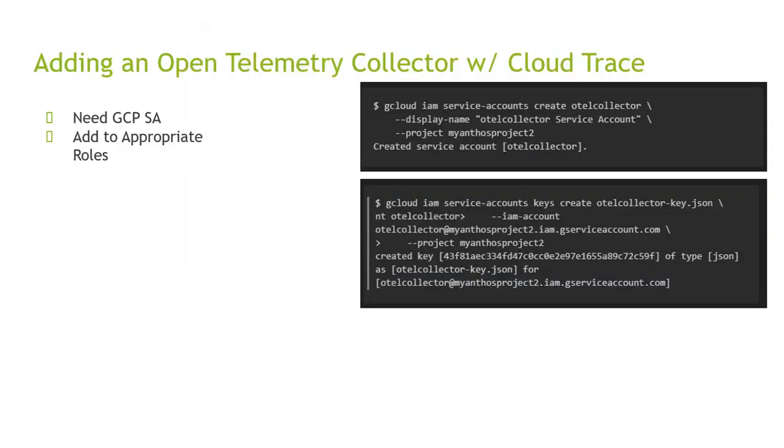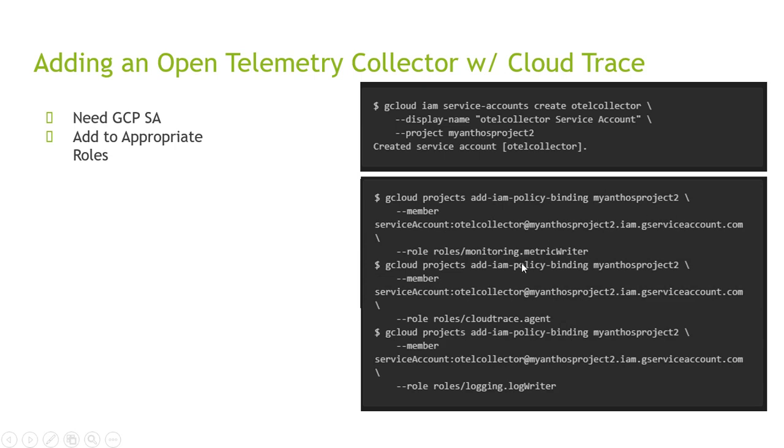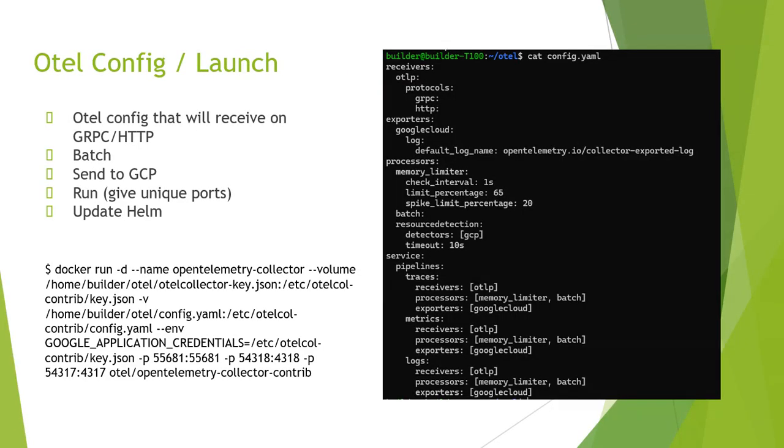All right. How might we do it with CloudTrace? We talked about OpenTelemetry. I now want to go to my own Google Cloud. So here I'm going to create a service account. I'm going to get the JSON file. I'm going to need to give it the metric writer, the CloudTrace agent, and the logging writer permissions, the three main things you need.